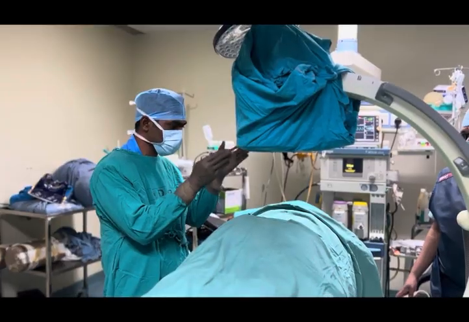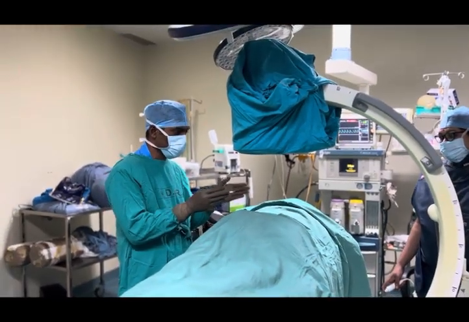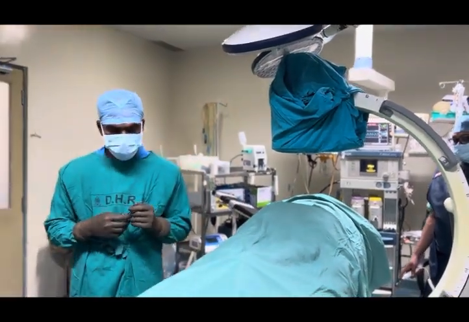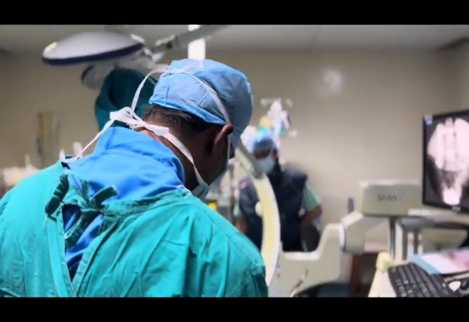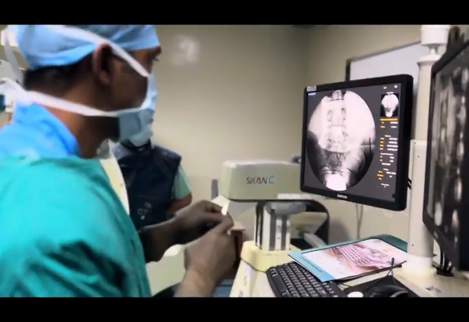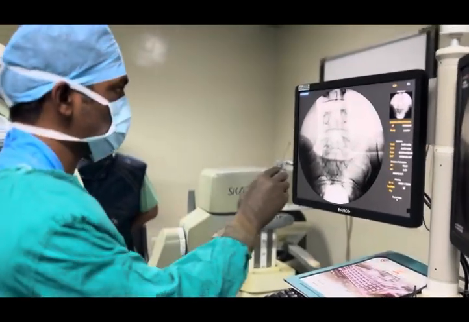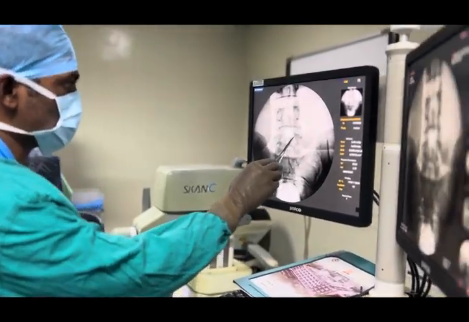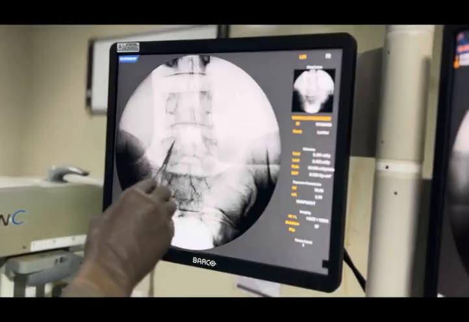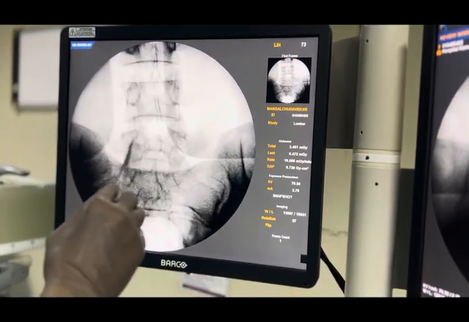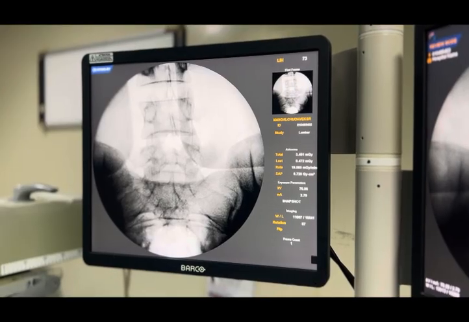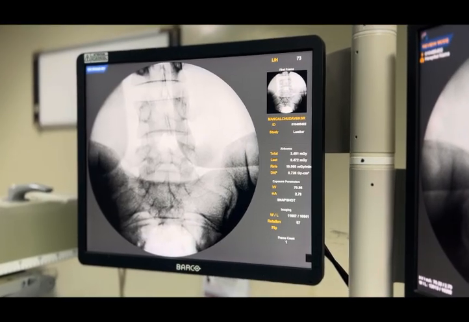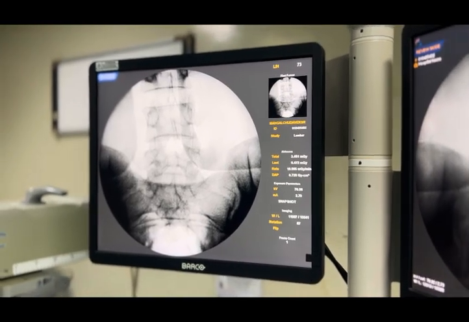In the beginning, when we take the dead AP view, our normal AP view, without squaring of the vertebrae, you can see that in this particular position of the C-arm, L5 is not squared. We cannot see the end plates of the L5, and the pedicles of the L5 are not clearly seen. We are going to tilt the C-arm, and we are going to do the squaring of the vertebrae, which is very important for giving the selective nerve root block.